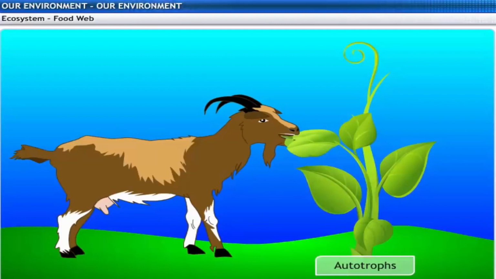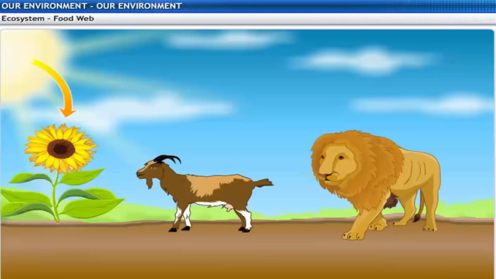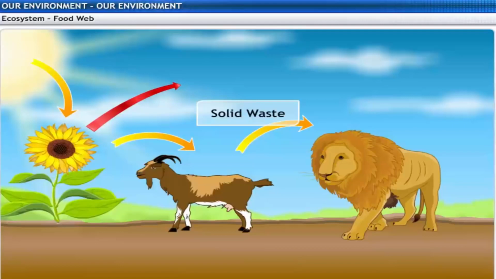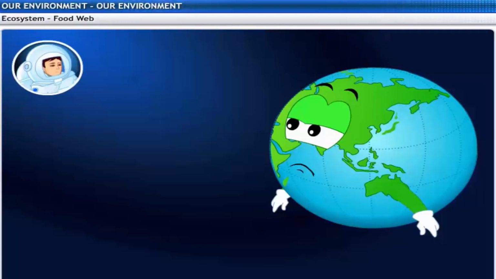From the autotrophs, the energy through the food chain goes to the heterotrophs. So, when one form of energy is changed to another, some energy is lost to the environment in forms such as solid waste, movement energy, and heat energy, which cannot be used again. Therefore, only a small amount of energy is transferred to the next trophic level. So what is the amount of energy that is transferred from one trophic level to the next?